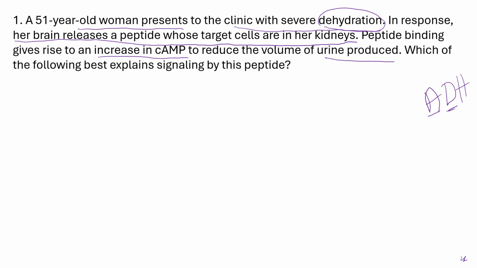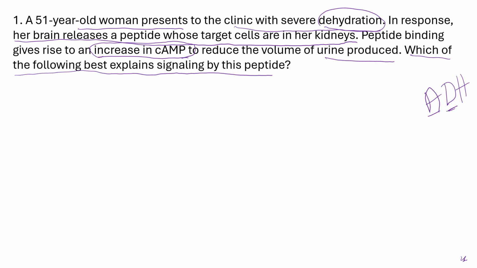And also, this is the major clue here: the signaling mechanism is the increased cyclic AMP, and they are asking which of the following best explains the signaling by this peptide. Let's think about it. We talked about 4 different types of receptors and signaling mechanisms, right? G protein coupled, ion channels, intracellular, and tyrosine kinase. And also some drugs directly target some of the enzymes or macromolecules. So here this one is targeting increased cyclic AMP. I think you got the correct answer.